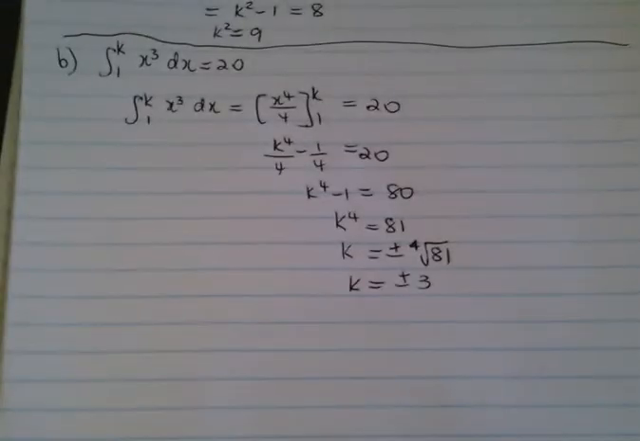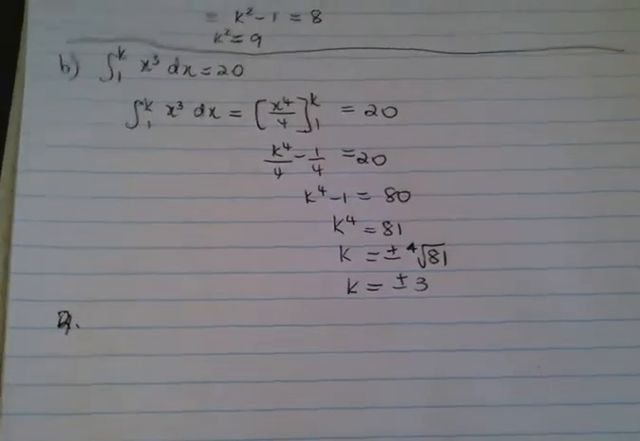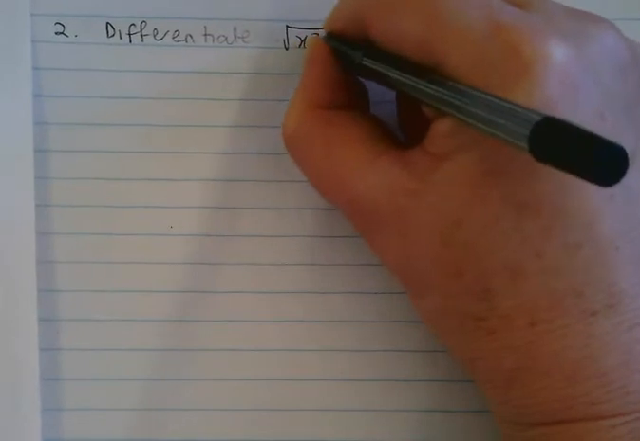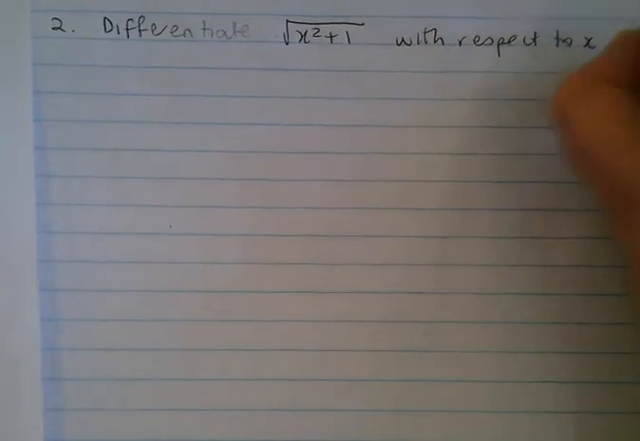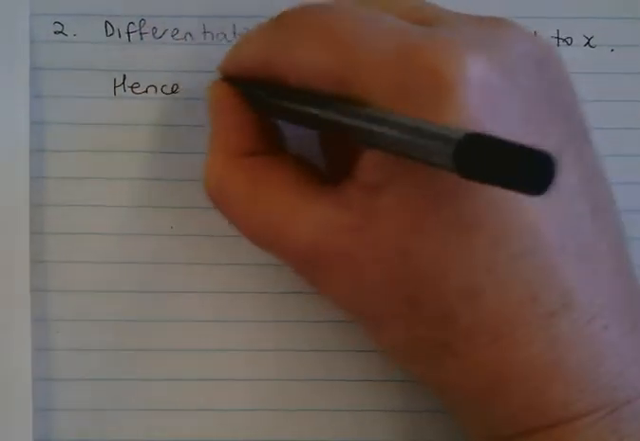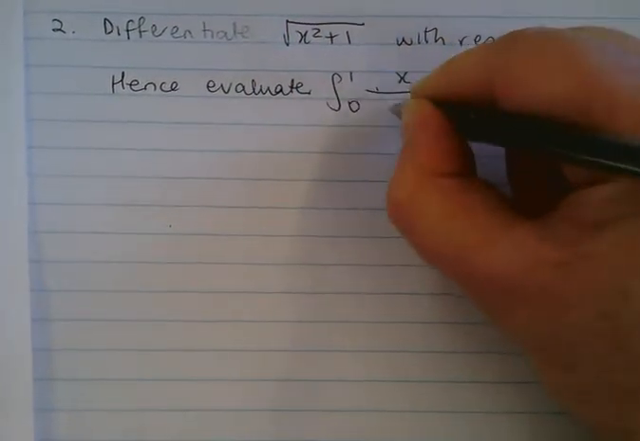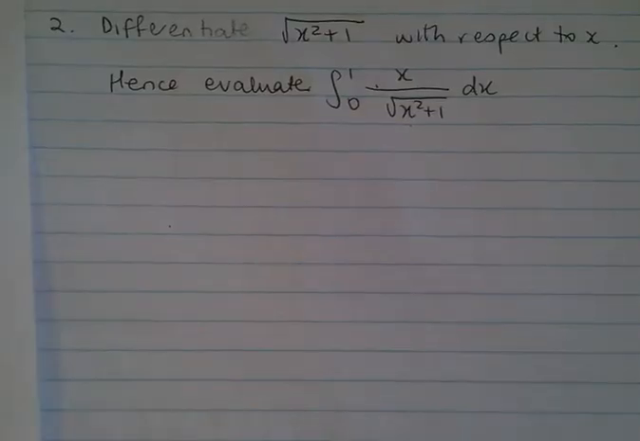Okay, the next question is the following. Now this follows on from what we were doing yesterday. So here we go, another example. Differentiate the following: the square root of x squared plus 1 with respect to x. Remember, don't get confused between differentiating and integrating. Hence, evaluate the integral between 1 and 0 of x over the square root of x squared plus 1 dx. So just follow the steps.